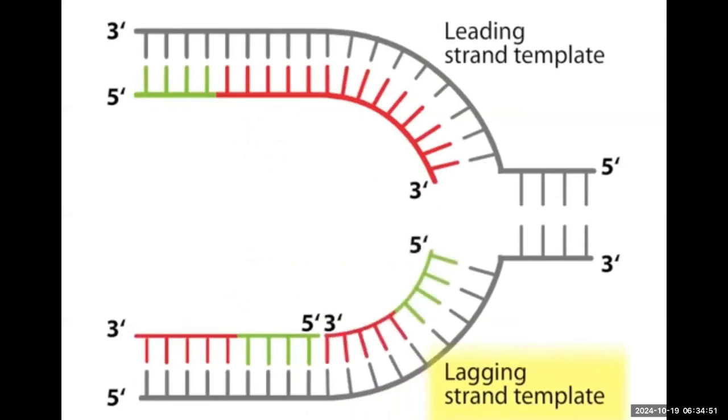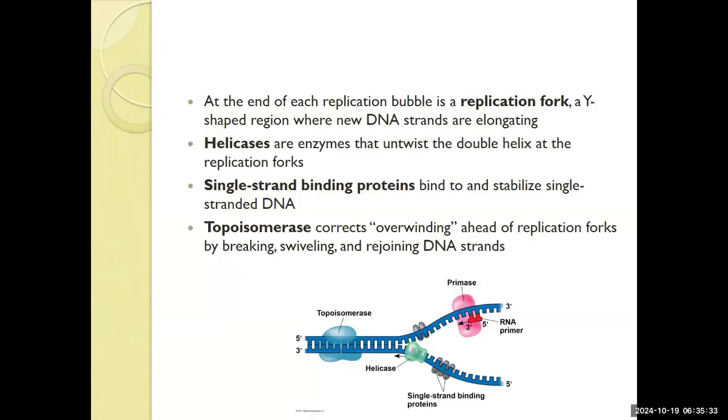Although the direction of DNA synthesis is opposite replication fork movement, the overall direction of lagging strand growth is toward the replication fork. As replication proceeds, the RNA primer of the first Okazaki fragment is replaced by DNA. Then the lagging strand fragments are ligated together. So at the end of each replication bubble, a replication fork, a Y-shaped region, is formed. This is where the new DNA strands will be elongating.